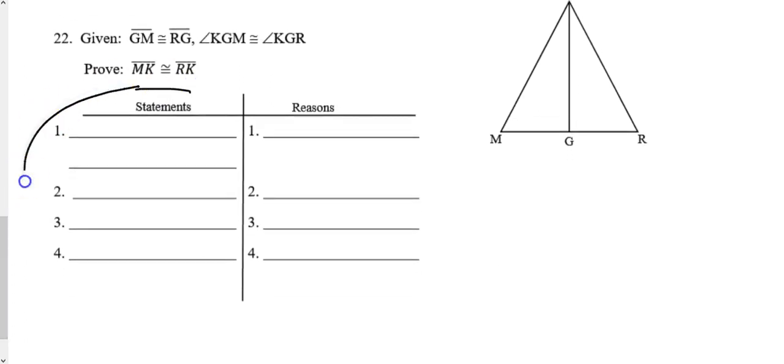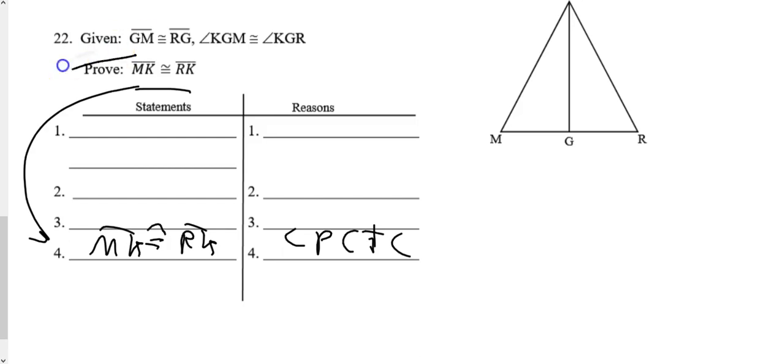Notice, we're proving a part. This is going to go down here. MK has to be congruent to RK. I'll give you a hint. We already know the only way to do that is with CPCTC. We can start at the ending and come back. And then we just copy this here. GM is congruent to RG. Let's mark that. GM congruent to RG.